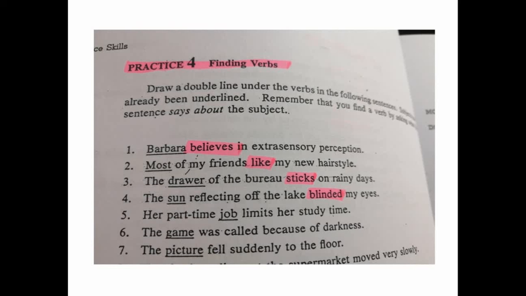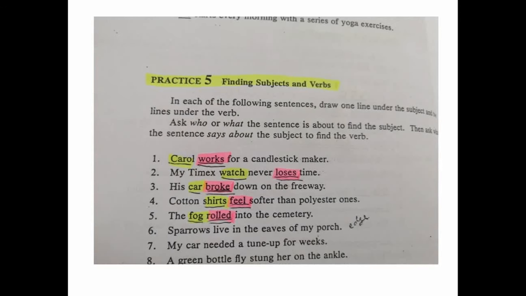Okay? So you need to finish the rest of the exercises in practice number 4: 5, 6, 7, 8, 9 and 10 as well. Okay? Now we're going to move to practice 5, which says in each of the following sentences, draw 1 line under the subject and 2 lines under the verb. Ask who or what the sentence is about in order to find the subject, and ask what the sentence says about this subject in order to find the verb.